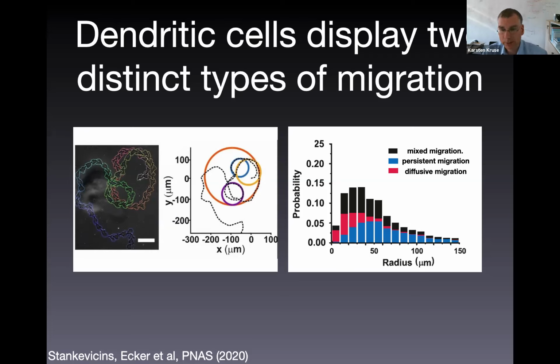Whereas if you look at the diffusive migration, then these circles or these radii of curvature, you can still define them, but they are more evenly distributed and they are much smaller. And then there are these big black parts of the histogram. They correspond to what we call mixed trajectories. That is, there we could fit a circle over such a part of a trajectory that contained a part of diffusive migration and a part of persistent migration.